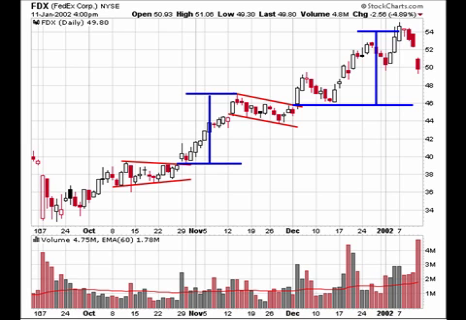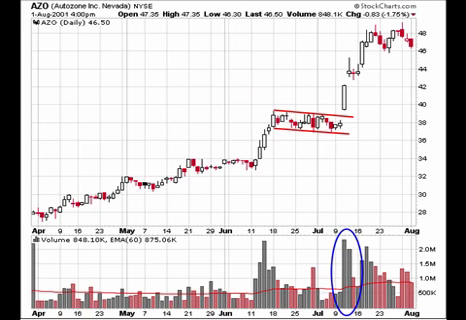Let's quickly go through a few more examples. We find it helpful to look at successful pattern formations to train our eyes. AutoZone. The stock gapped out of a bull flag on strong volume and rallied about 10 points to match the move into the pattern.